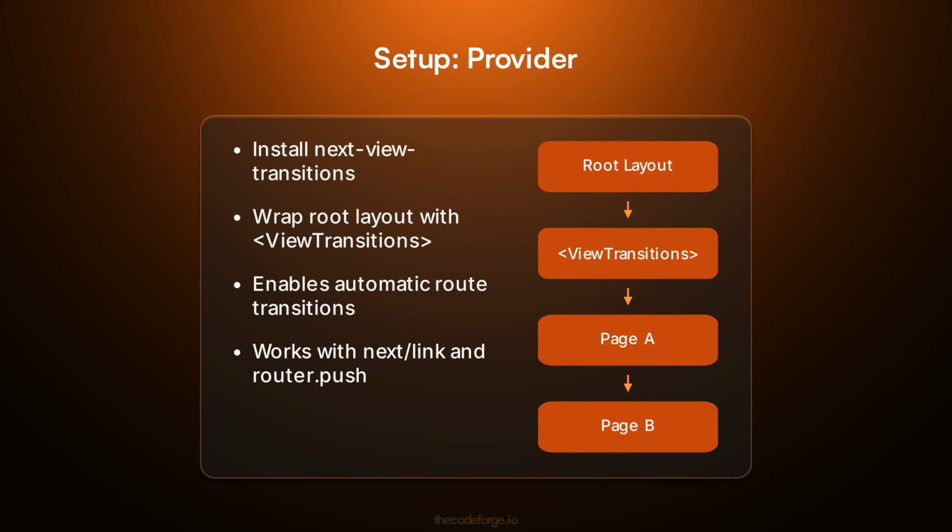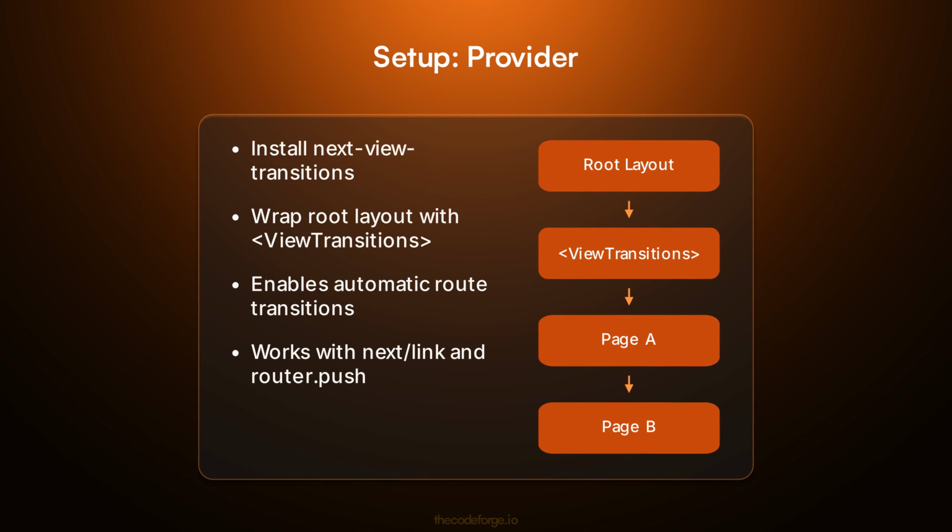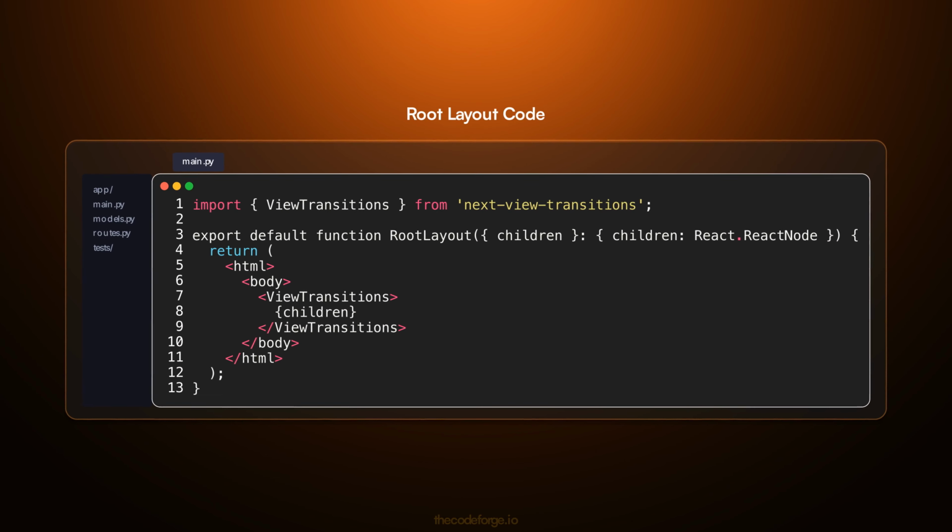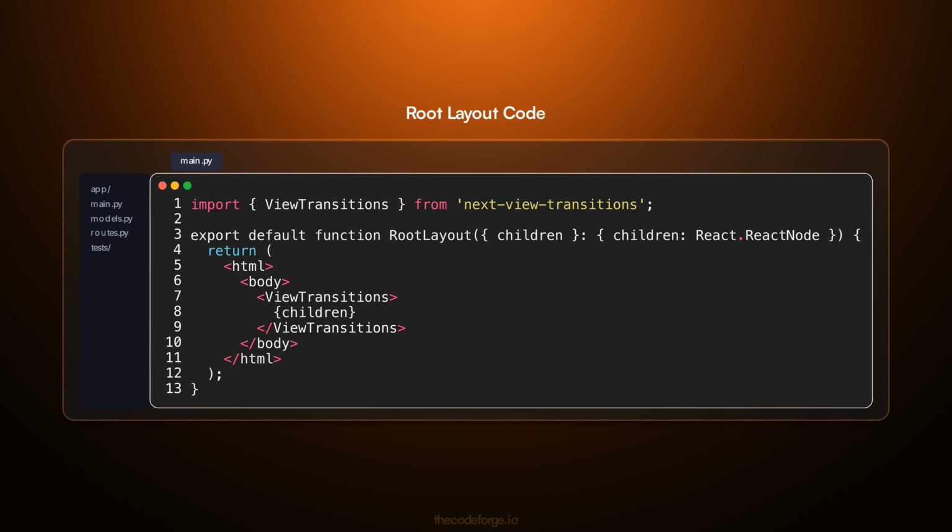To set up view transitions, install the Next.js package and wrap your route layout with the ViewTransitions component. This intercepts client-side navigations and wraps them in the startViewTransition API. Here's the route layout code. The ViewTransitions provider wraps your entire app, enabling native view transitions on route changes.